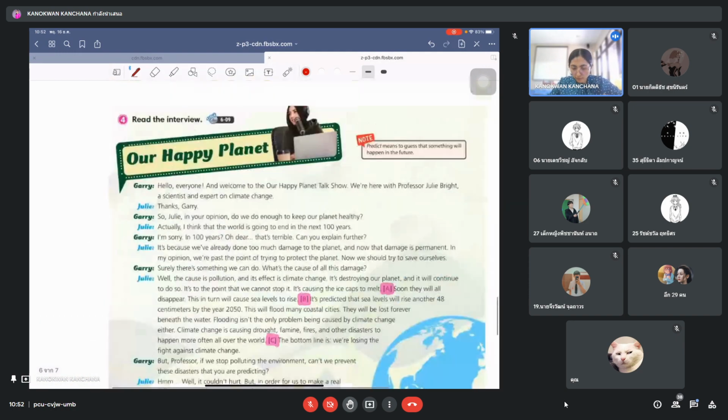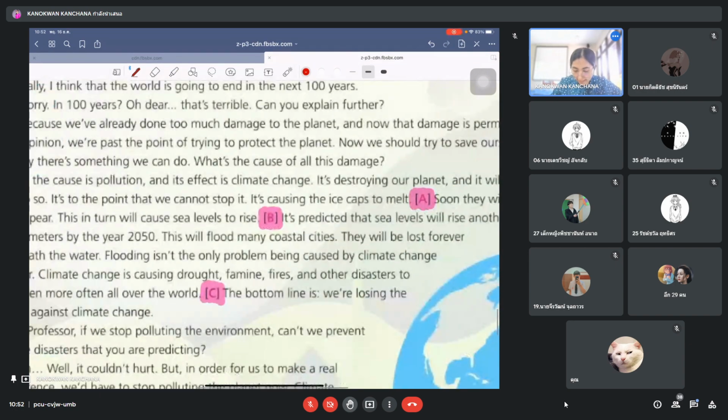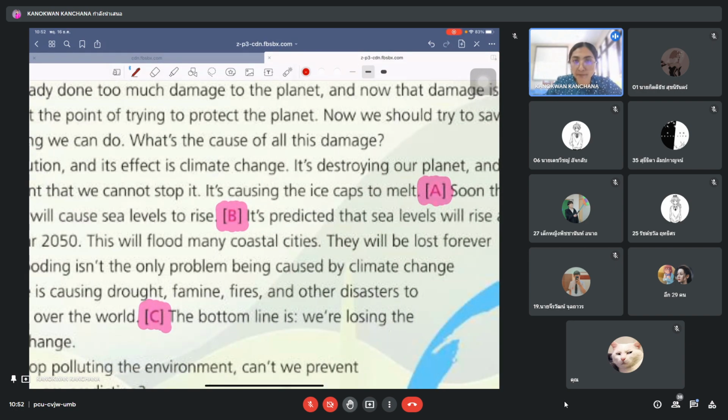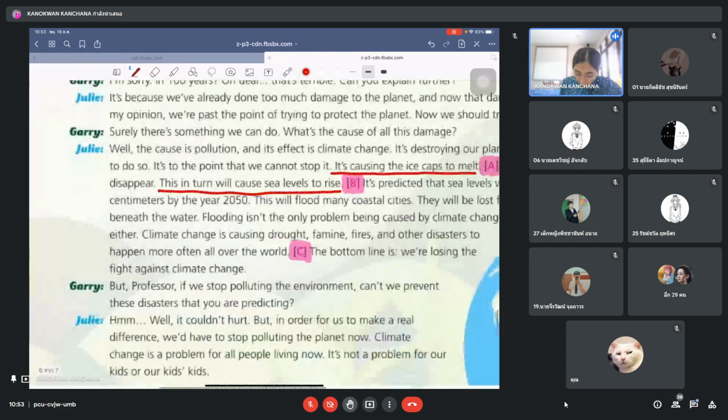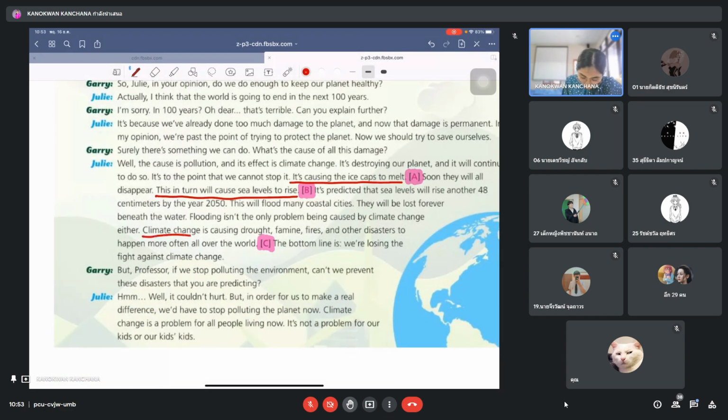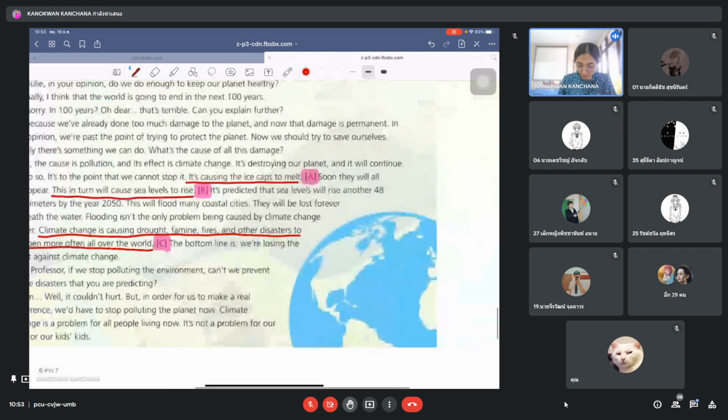So you are going to match these, so you have to look at the sentence before A, B, and C. So underline these sentences with me. One sentence before A. One sentence before B. And one sentence before C. And you can catch the answer, everyone.